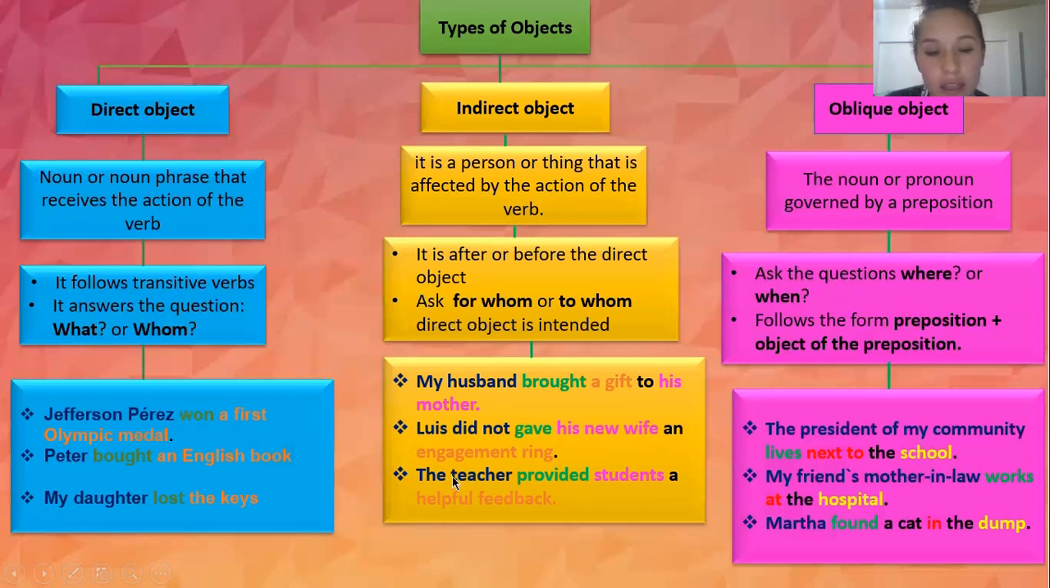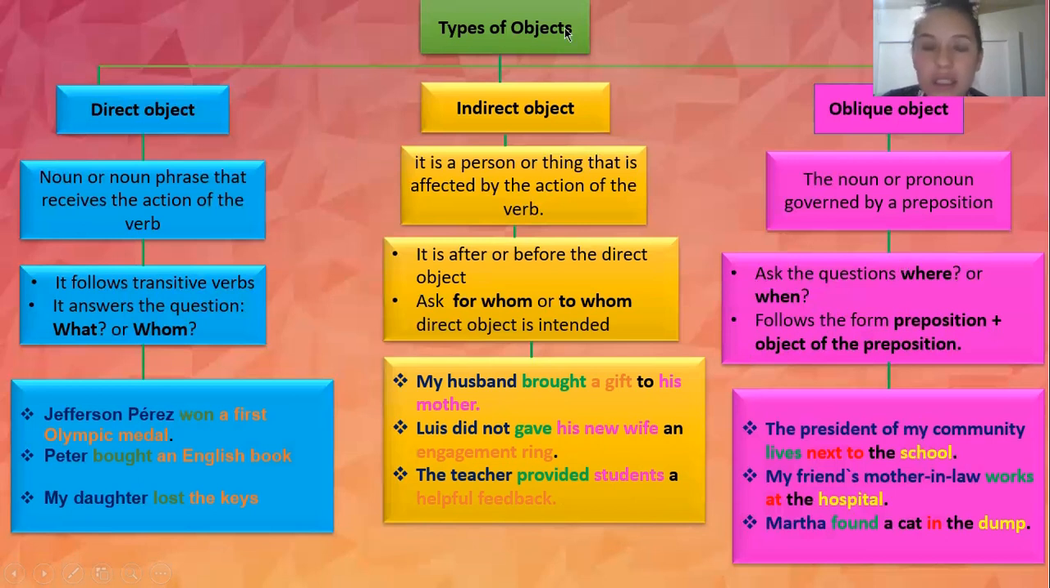And the next example is the teacher provided students a helpful feedback. In the same way, here we have the direct object, that is feedback, and here we have the indirect object, that is students. So if we use the second tip and ask for whom or to whom, we find in this sentence the answer. So the answer is the indirect object.